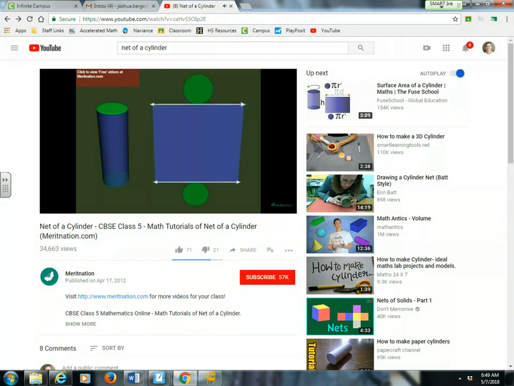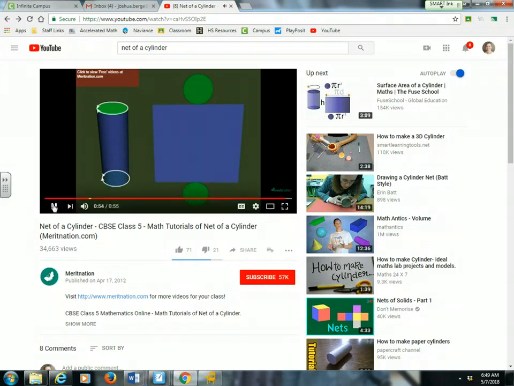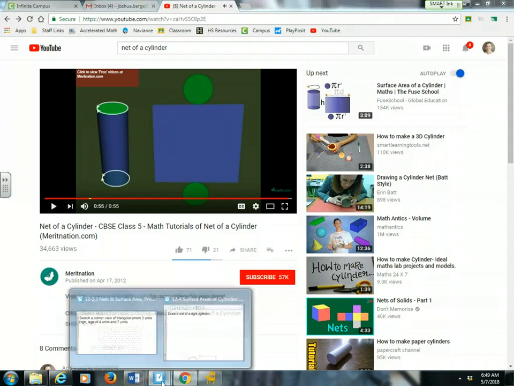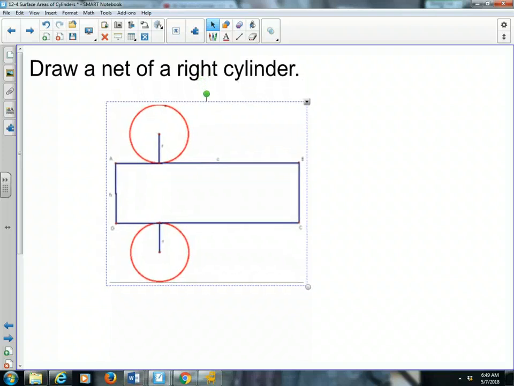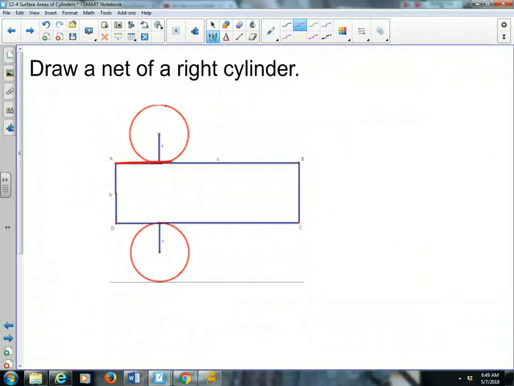So now notice something very significant. The base of the rectangle, where those two white arrows are pointing at, is the same as the circumference of the two circles. Can you kind of see that? So that's what we want to draw here for our net. If you could maybe draw something like this in your notes: we have a rectangle in the middle, and then we have two circular bases, right here and right here. So that's what the net of a right cylinder looks like.